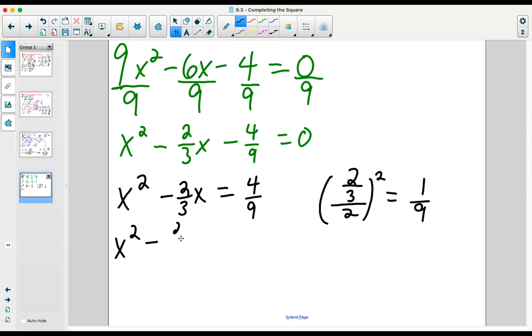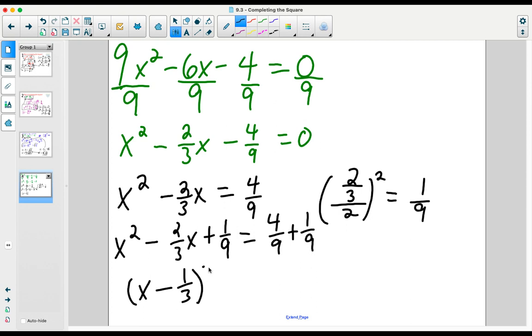So x squared minus 2/3 of x plus 1/9 is what we would write to complete the square. And to keep everything in balance, we're going to put another 1/9 over on the right-hand side. Factoring the left-hand side, we have x minus 1/3 squared. We want to make sure that our sign here matches the sign there. And on the right-hand side, we have 5/9.